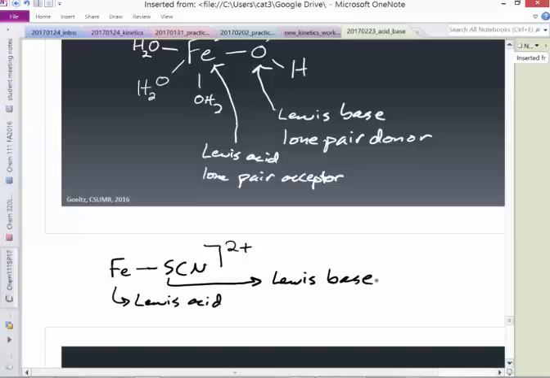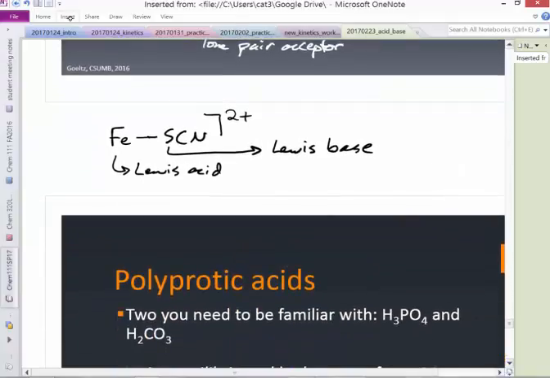And it is very happy to donate it to a metal. Or, as you found from your equilibrium constant, it is modestly happy. It's reasonably happy to donate its lone pair to iron. This is about the extent of what we do with acid base. Just one more nuance that we'll practice. And actually, let's do that right now.